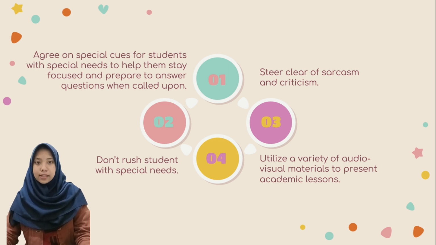The fourth is utilize a variety of audiovisual material to present academic lessons. For example, when teaching students how to solve fractions, teachers can use a wooden apple divided into quarters and a pear divided into halves.